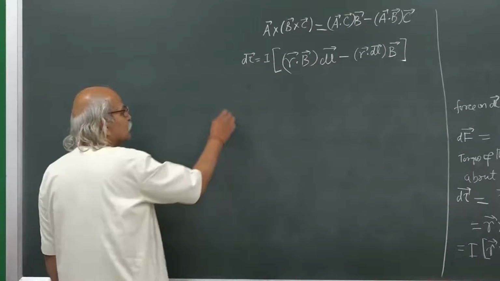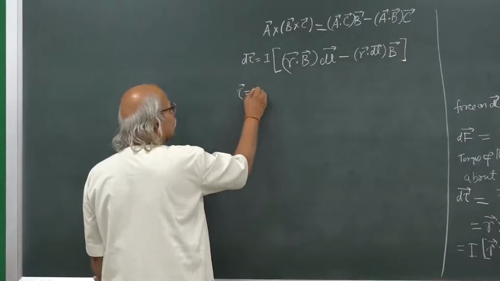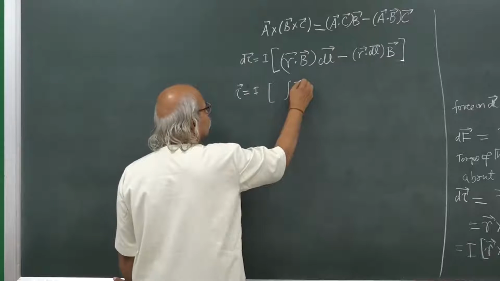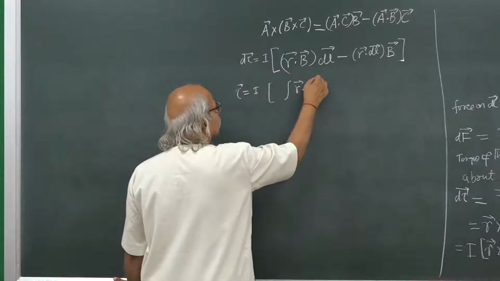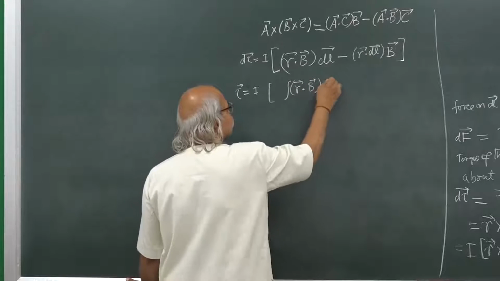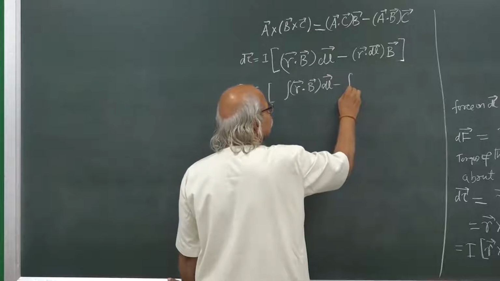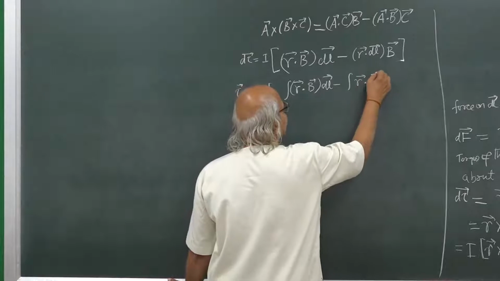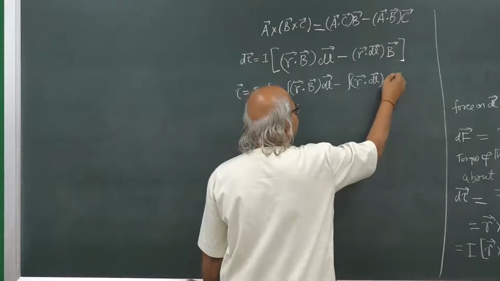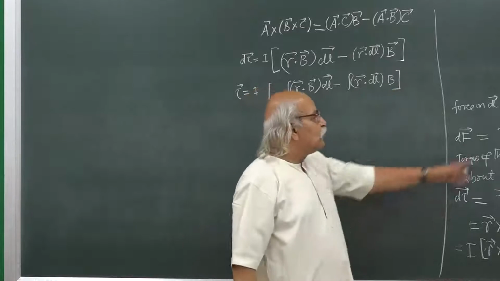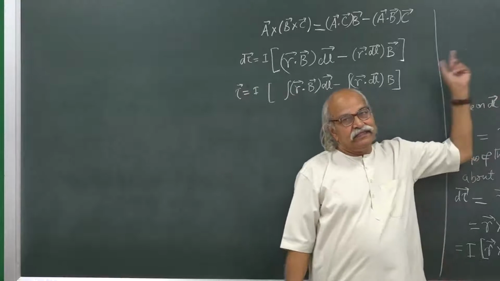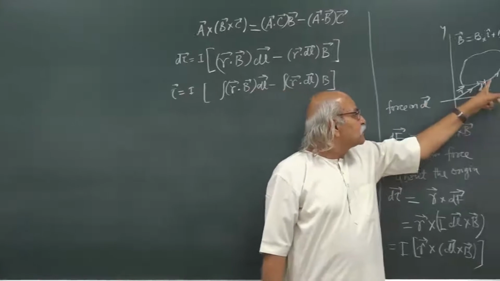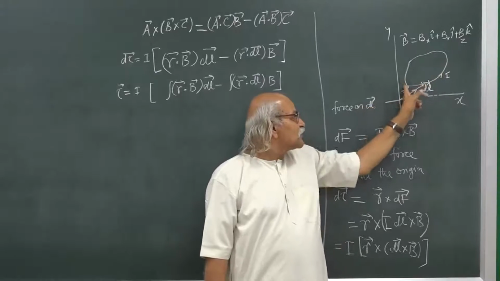We have to integrate. So, the torque will be I times integration of this entire thing. So, integration of r dot b and then dl here, and then minus integration of this r dot dl here, and then b here. And remember, we are talking of a closed loop. So, this integration does not have a lower limit and an upper limit. It is this part plus this part plus this part plus this part plus this part plus this part.